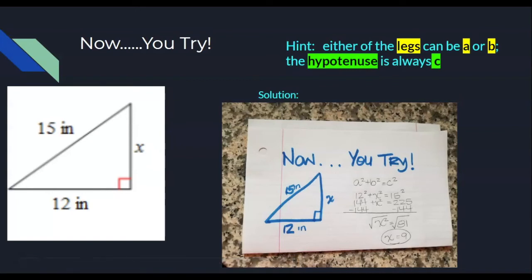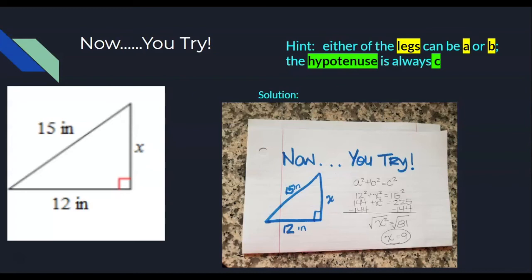So I substituted in 12 for A. Again, you could have substituted it in for A or B, but 15 has to be C because it's the hypotenuse. I know that 15 is the hypotenuse because it is across from the 90-degree angle. Or I could say I know C is the hypotenuse because it is the slanted side. After plugging in my numbers, I need to square my numbers. 12 squared is 144. 15 squared is 225.